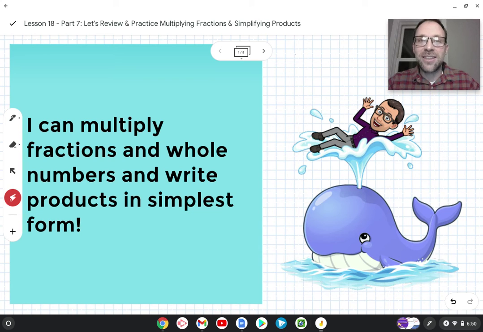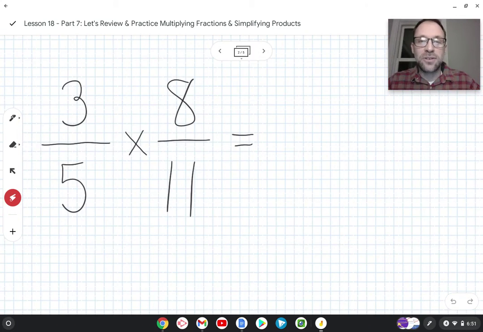Welcome to today's lesson. Today, we will review all that we learned before vacation. Today's learning target is I can multiply fractions and whole numbers and write products in simplest form. Let's get started. Here's our first example.